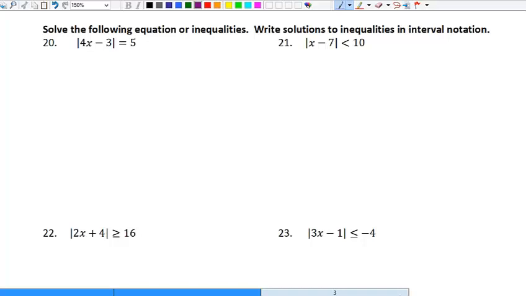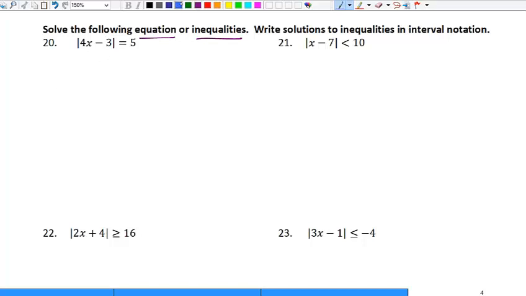If you're repeating the same process, then you're probably not doing it right, because each one needs to be interpreted differently. This first one is an equals. Notice the instructions say solve the following equations or inequalities. So this one happens to be the only equation. The rest of them are all inequalities.